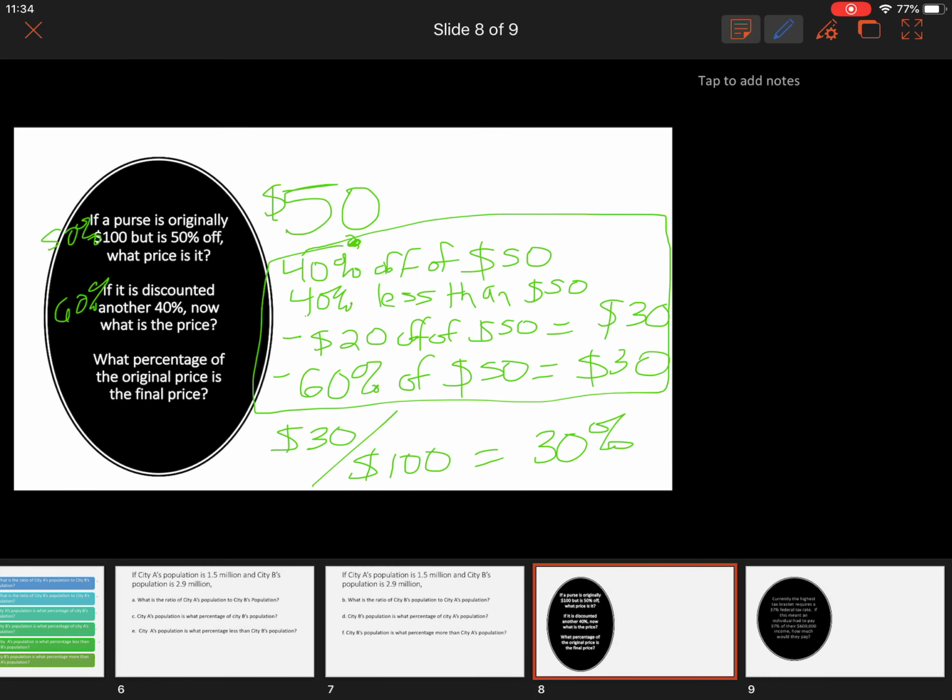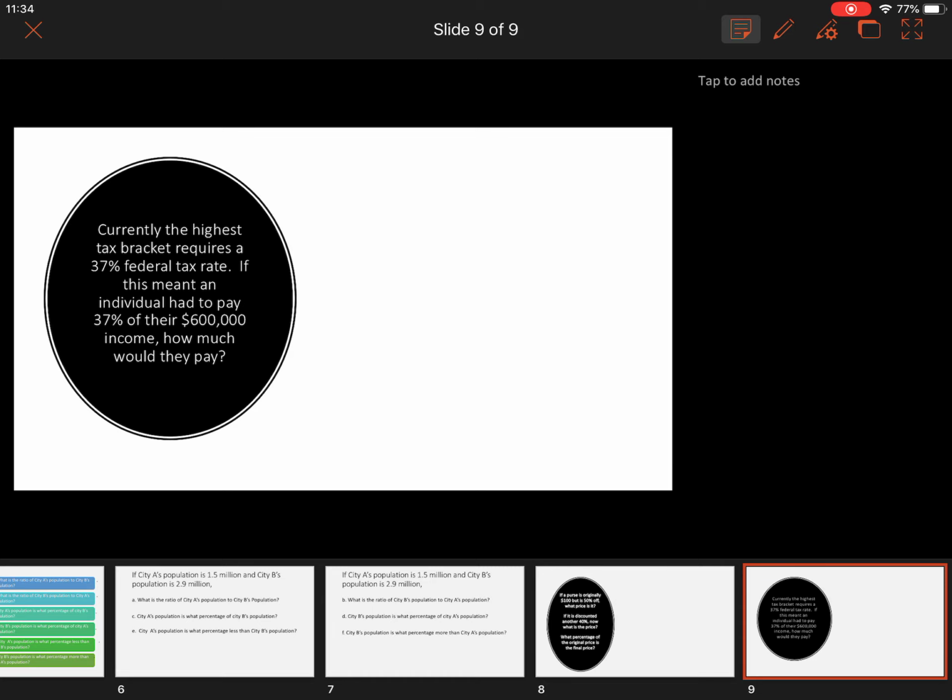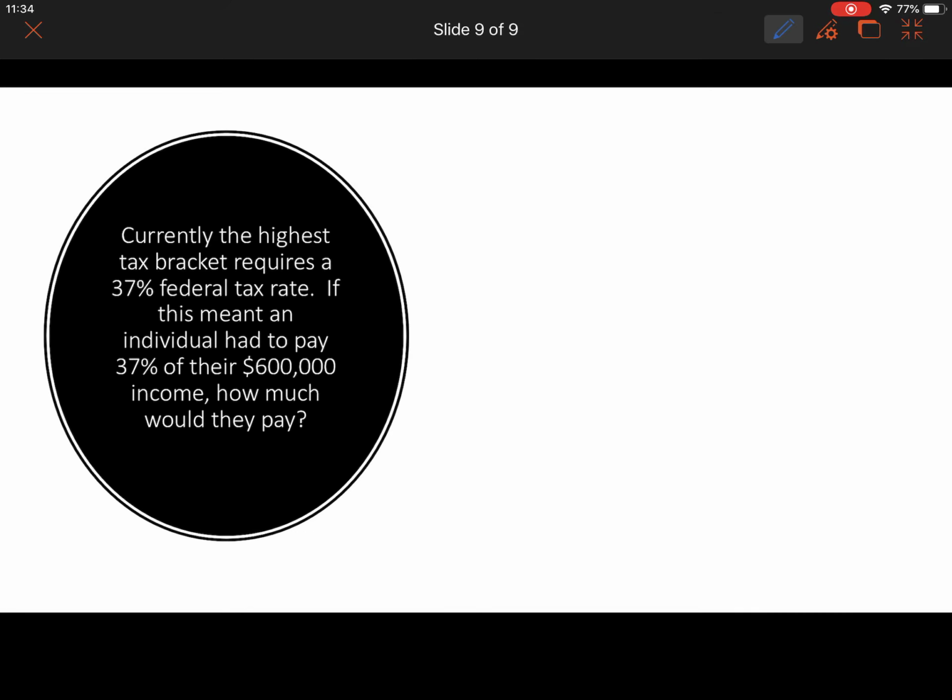All right, ready for some more good reading on your homework? We're going to do one more example. Most of you are as good as you're going to get until you've practiced these, but just a reminder, currently the highest tax bracket requires a 37% federal tax rate. If this meant an individual had to pay 37% of their $60,000 income, how much would they pay? That's not actually how taxes work, but if you'll stick around, we will see how taxes actually work and how those income brackets go.